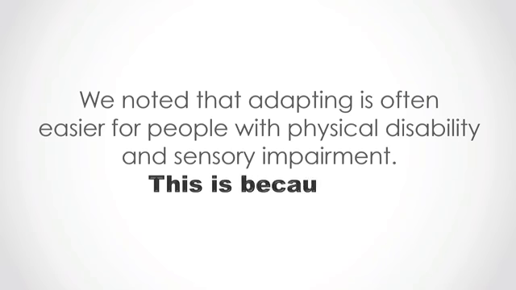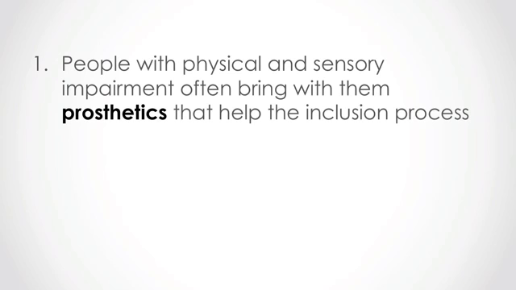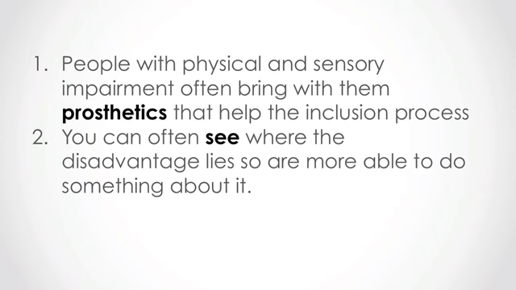Now, this is because people with physical and sensory impairment often bring with them the prosthetics that help the inclusion process. By that I mean a wheelchair, for example, or a prosthetic limb, or a hearing aid. You can often see where the disadvantage lies, so you're more able to do something about it. You can see better for a person with physical and/or sensory impairment than you can for a person with an intellectual disability where the disadvantage is. Therefore, you're able to do more about it.